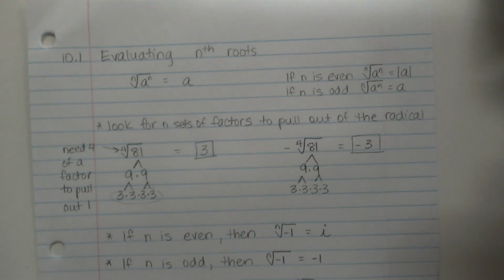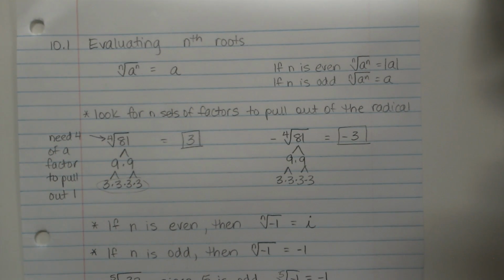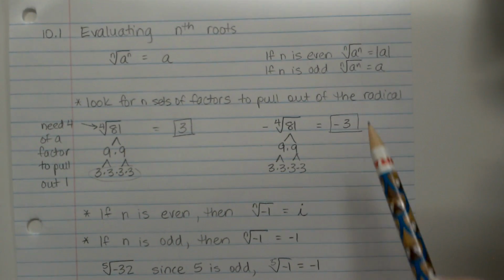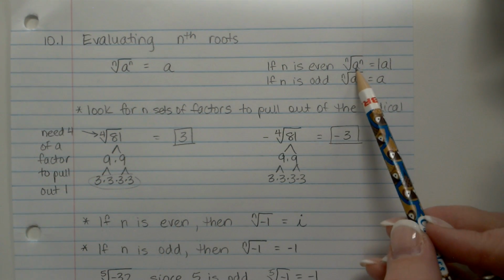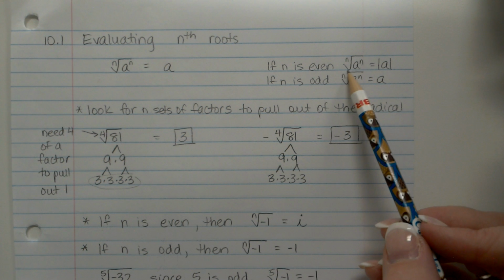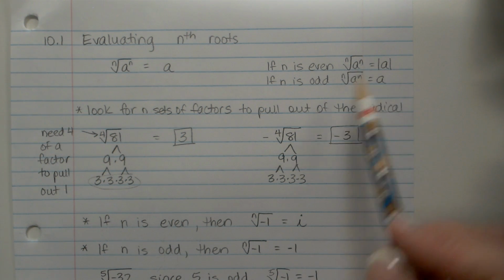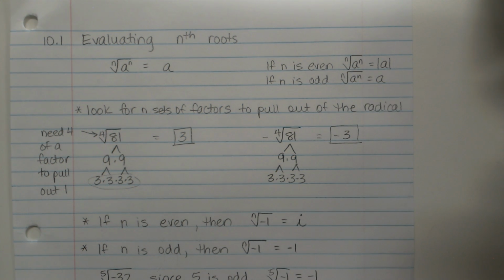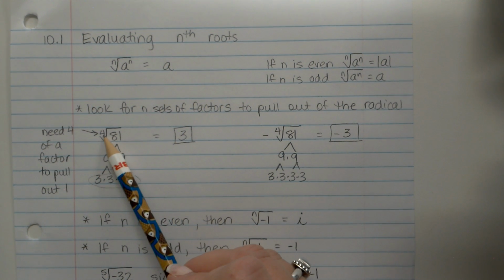It doesn't have to be cube root. It could be any kind of root. Technically, if it's an even root and there's an odd power underneath, it's the absolute value. We don't go into that so much this year, but you'll go into that in your next course. So basically, whatever the root is, you're looking for that many sets, as we talked about before.